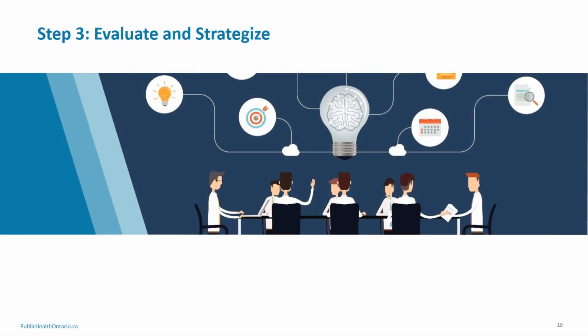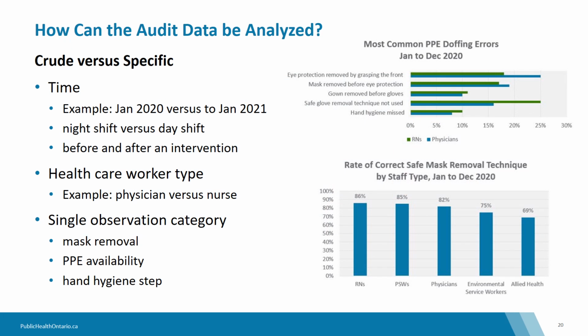Now we are going to discuss the evaluation of the audit data and how it can be used to make practice improvements. How you analyze your results will depend on the type of information that will be valuable to your organization. Crude data lumps all of the data together to get an overall compliance rate. For example, total compliance for all observations of the correct PPE donning order. A crude number may also help show where issues may lie or compare changes over time across the organization. However, it may not be as useful when trying to identify where you should apply efforts into creating improvements.